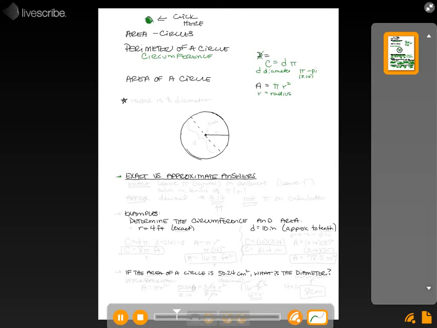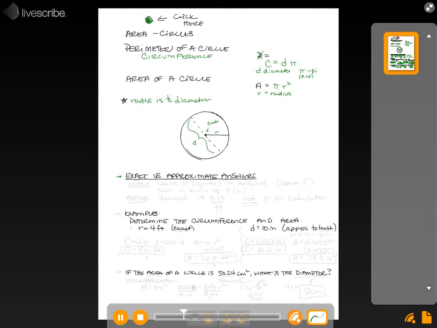Now something I want you to remember is the radius is half the diameter. Okay, I've got a picture here. Here would be our radius from the center to the circle. The diameter is the whole thing. It goes all the way across, but it has to go through the center. Right? So the radius goes from the center to the outside, diameter goes the whole way across, and the radius is half of the diameter.